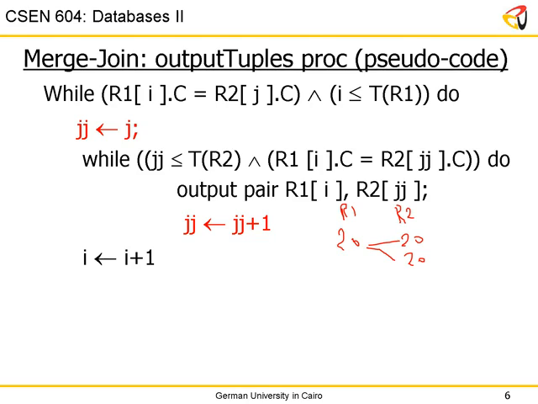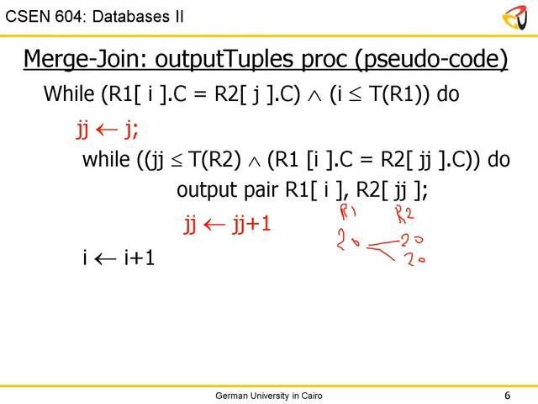Otherwise, output pair here will be adding an entry in the result set. I'm going to take R1 of I and R2 of jj and put it in the result set. That's what the output pair will do here. And then I will increment the jj by 1. This is the scenario we were looking at earlier, where we had the 20. Let me just draw it here for you.